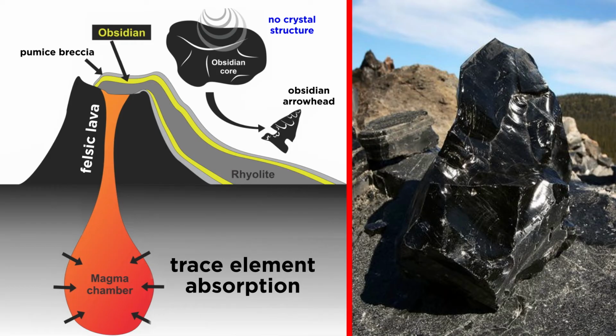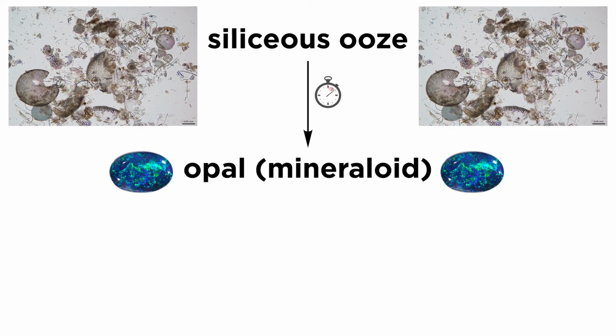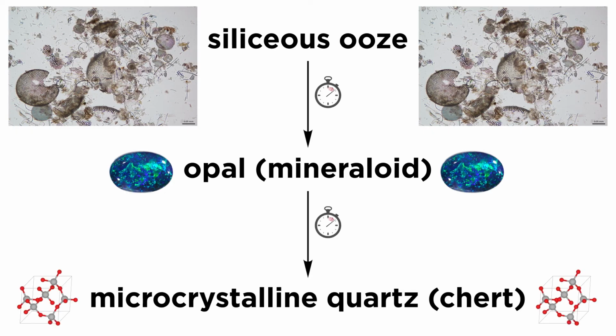regular repeating structure. Remember when we talked about siliceous ooze in the tutorial on oceanic crust? Well, opal is what siliceous ooze transforms into with time, and over even more time, opal converts to microcrystalline quartz, forming the sedimentary rock chert.